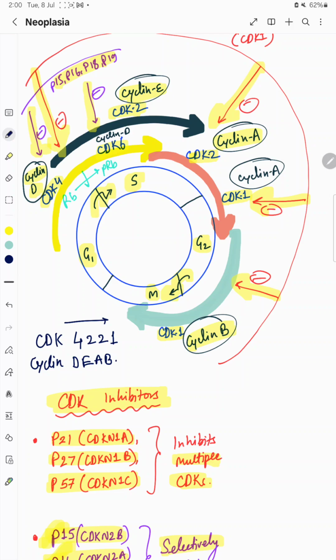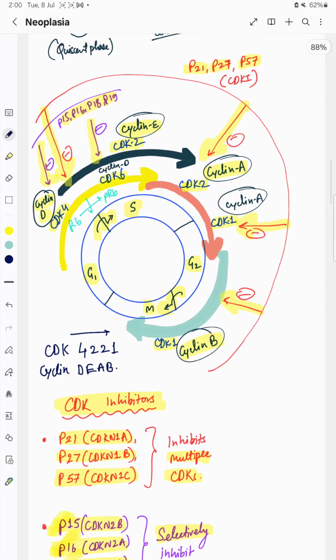So this is a brief about the cell cycle and its regulators, as they play a very important role in understanding what factors or genes affect the cell cycle and how they affect it.